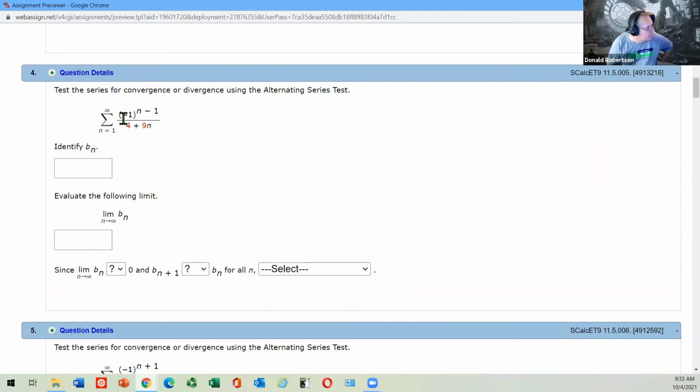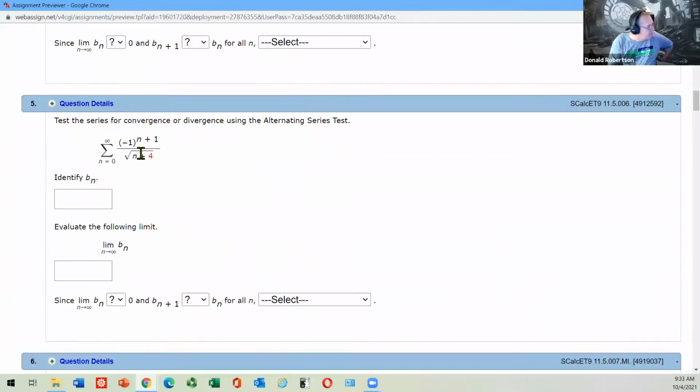Would you agree that's 1 over 4 plus 9n? What happens to that when it goes infinite? So isn't it a converger? Do you know a lot of alternating series? Can't you just look at them and know what is going to happen once you've got a little bit of practice? Okay. Wouldn't this be 1 over the square root of n plus 4?